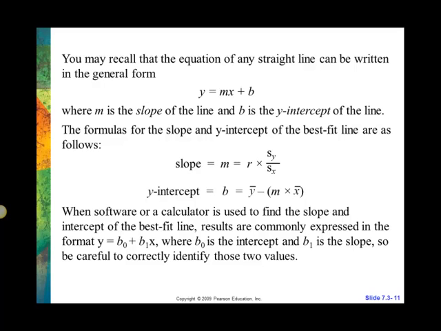But if you use your calculator or Excel or a statistical program, it usually comes out as y equals b0, which is the y-intercept, plus b1, which is the slope, times x. So you may see this formula here, and so you just have to remember that, oh, this is not the slope and this is not the y-intercept. This is, b0 is the y-intercept and b1 is the slope.